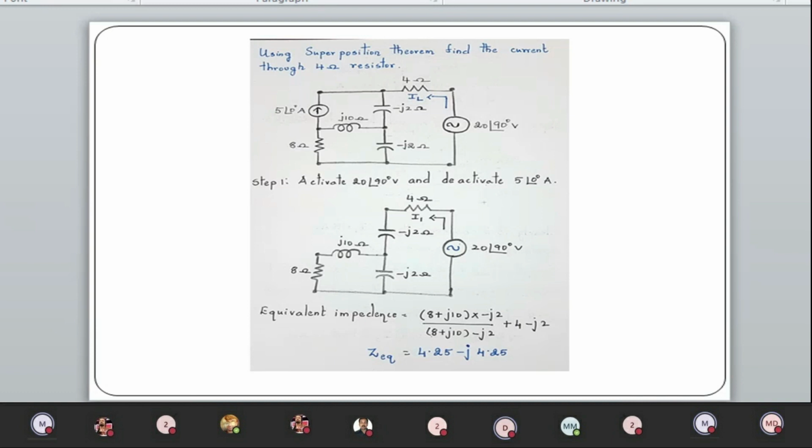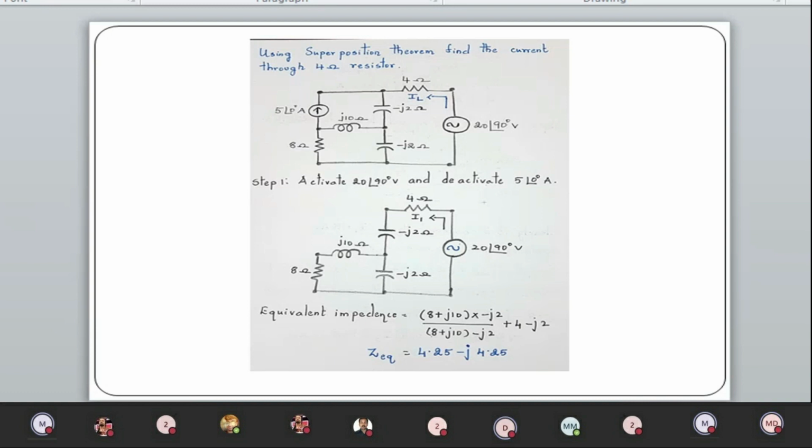Now first let us activate the 20 angle 90-degree voltage source. If I activate the voltage source, the current source must be removed. It must be an open circuit. Now the goal is to find the current through the 4 ohms. Let the current due to the voltage source be I1. Now, first find the equivalent impedance.